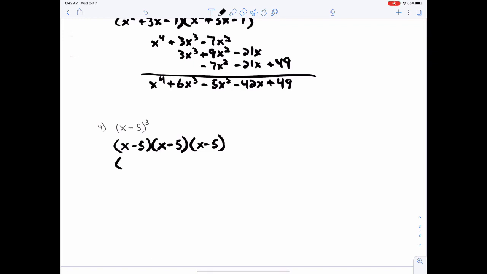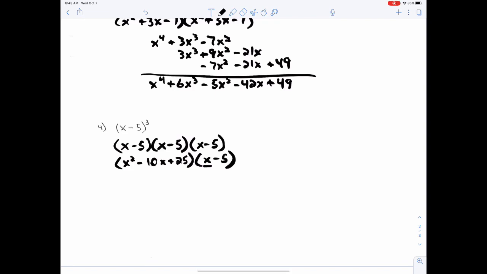So I'm going to take these first 2, and you should be able to do it in your head. So that's x squared minus 10x plus 25 times x minus 5. Now, at this point, I want to mention something. You don't have to now take the first one and give it to the second one. It's okay if you do. It really makes no difference. But I always like to give the smaller one to the larger one. And notice the second one is smaller. The second factor is smaller than the first factor.